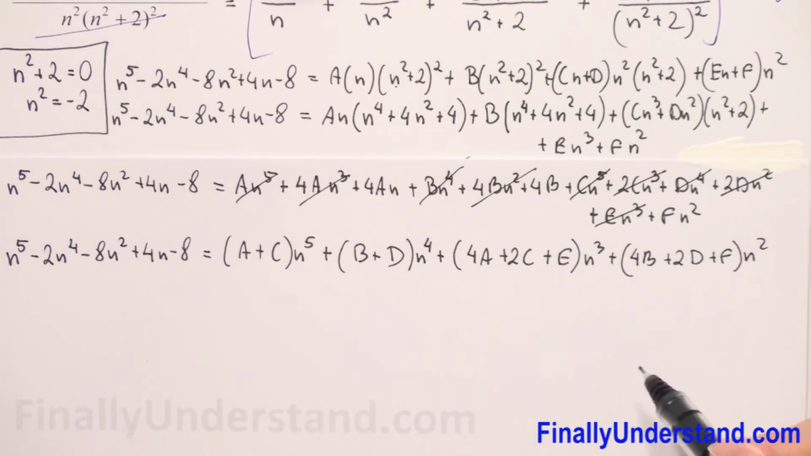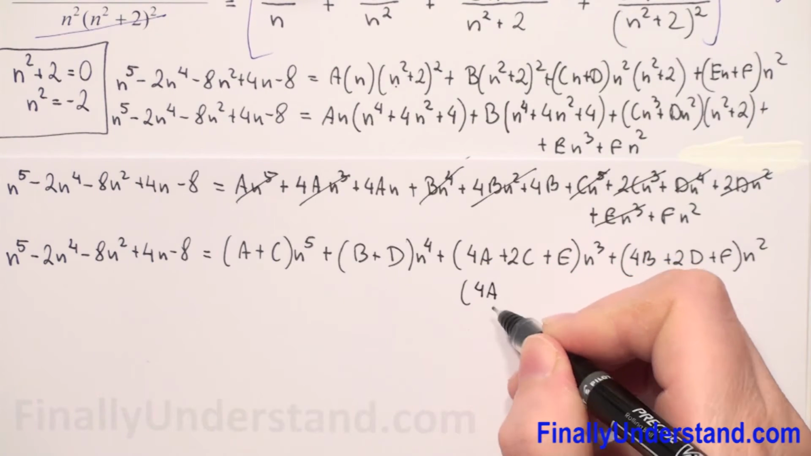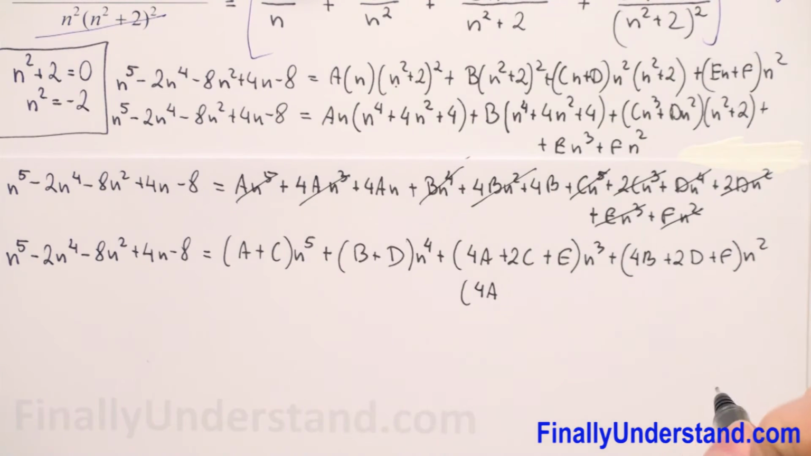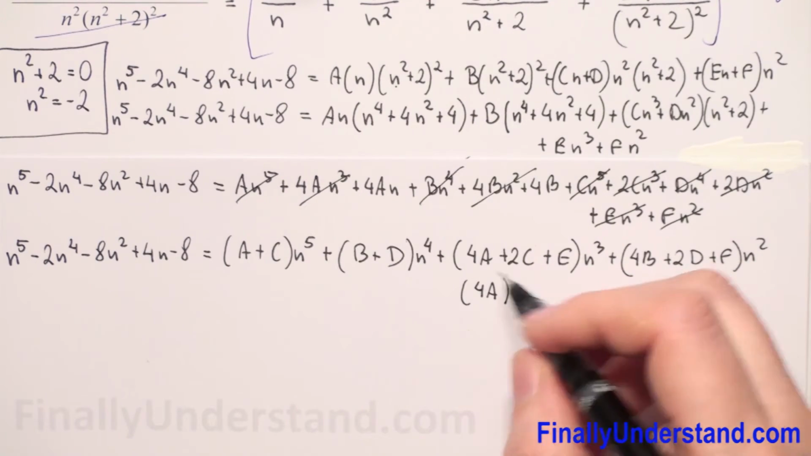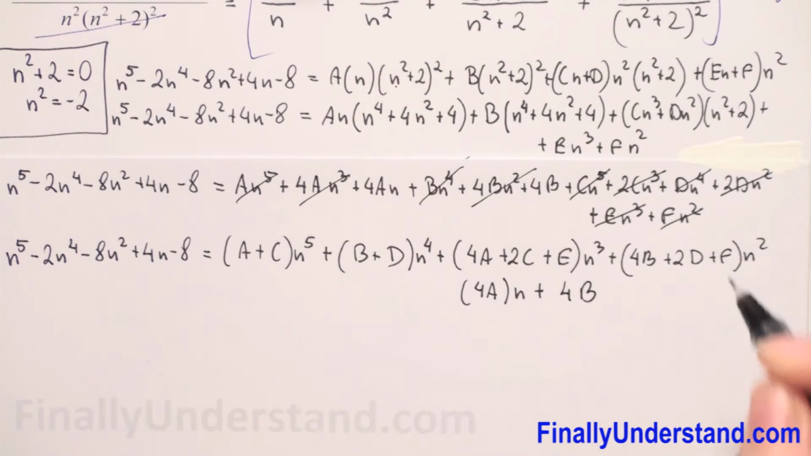And now with n we have 4a times n. I just wrote this, only one expression with n, and we have plus 4b. So now left side must be equal to the right side.